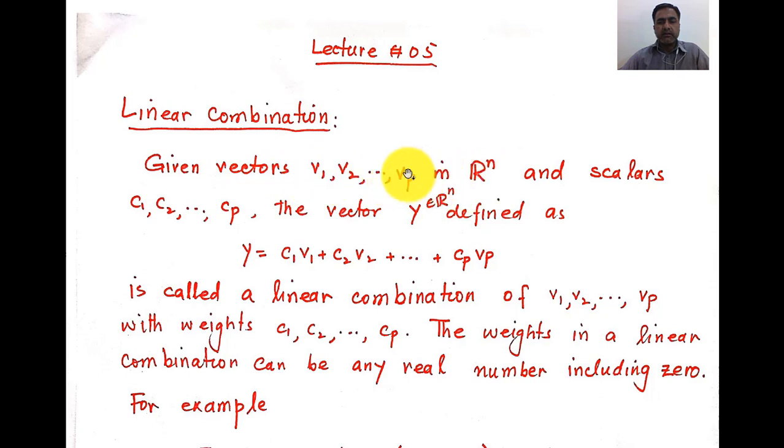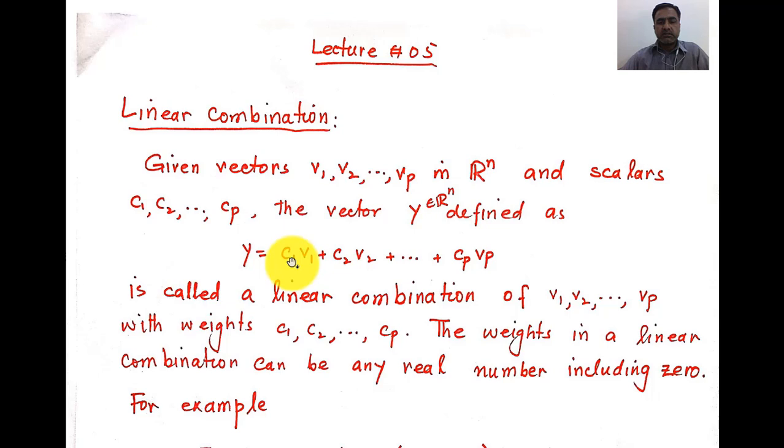If we have p vectors in Rn, that is v1, v2 and vp, where Rn means that each vector has n components, and scalars c1, c2 and cp, then the vector y in Rn defined as y equal to c1 v1 plus c2 v2 plus cp vp is obtained from this combination. That is, we multiply v1 with c1, v2 with c2 and vp with cp, and then we add all of them. This arrangement is called a linear combination of these vectors v1, v2 up to vp, and we say that y is obtained as a linear combination of v1, v2 up to vp.